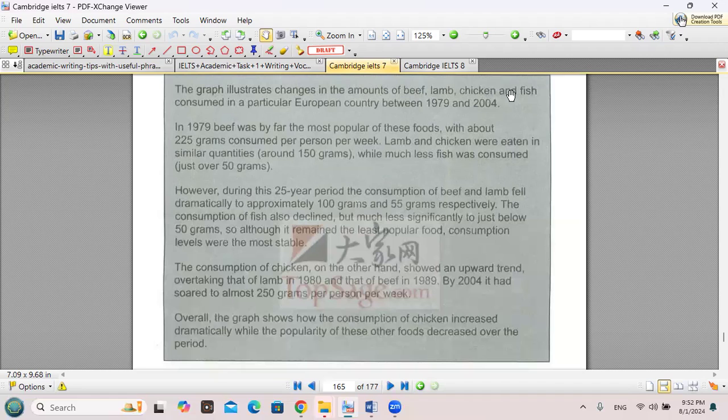In the American response, instead of writing "consumed in a European country," they said "a particular European country." He added this word, and it doesn't change the meaning. For sure, it's particular, but we don't know what it is. If it is written down, you can write, for example, in Italy or in England or in France, whatever it is. Between, we can write from 2.